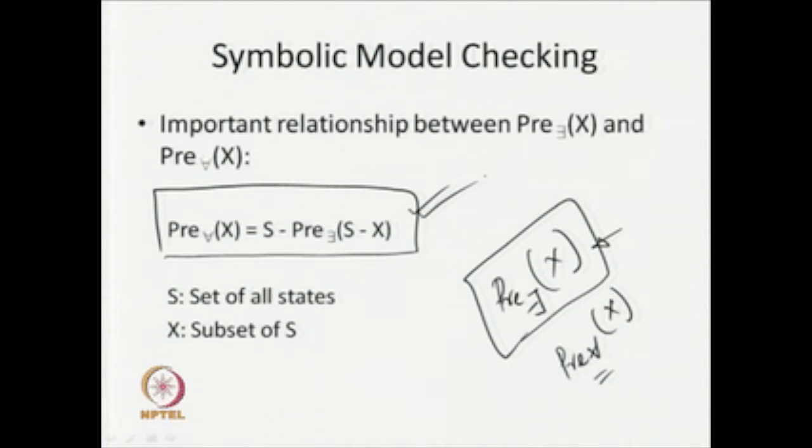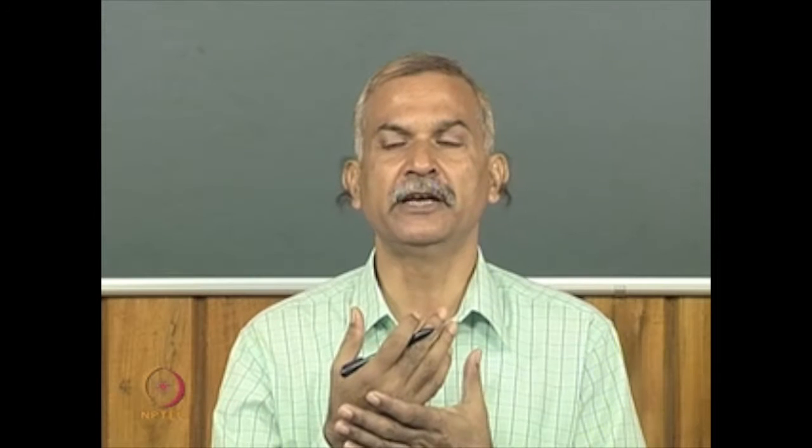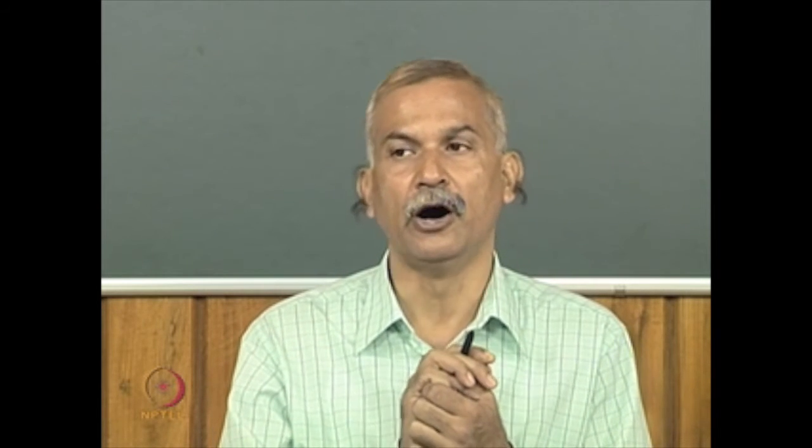Now, we are going to see how to evaluate this set of states, that means pre-exists x. So, we need a method to calculate this, and this is the basis of our symbolic model checking algorithm. If I give you a set of states, my requirement is always to find out the predecessor states, and out of that I am going to see which states satisfy pre-exists or which satisfy pre-forall.